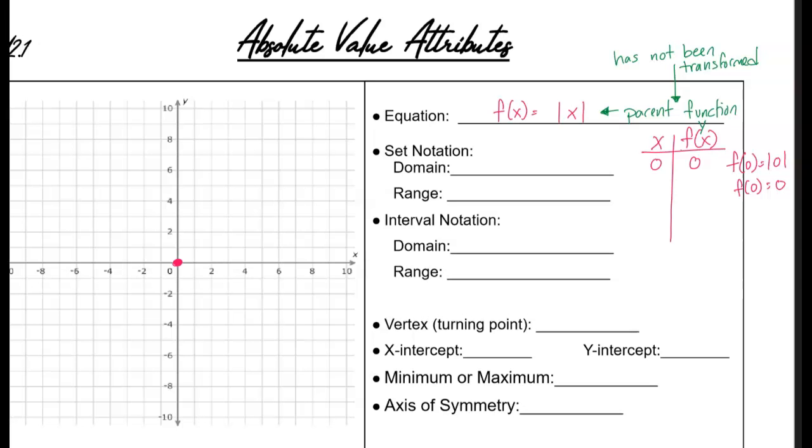Now again, I can choose any x value, but I'm just going to, because math is nice and orderly, just go in order and try to plug in 1 now. When I plug in 1, what is the absolute value of 1? 1. So when I have an x value of 1, my y value is 1.